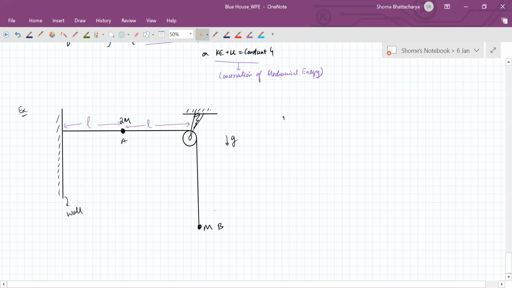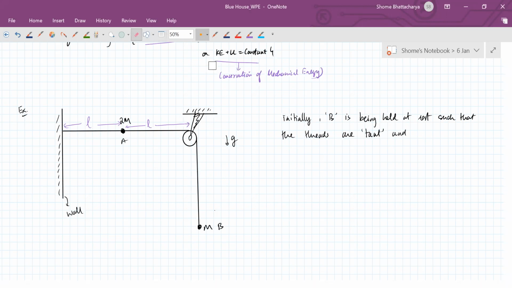So initially, the particle B is being held at rest such that the threads are taut and the section above is horizontal.